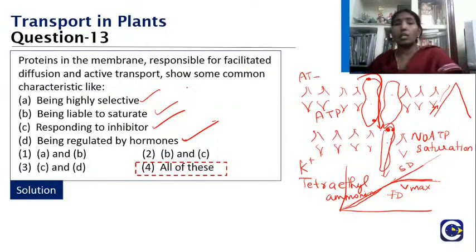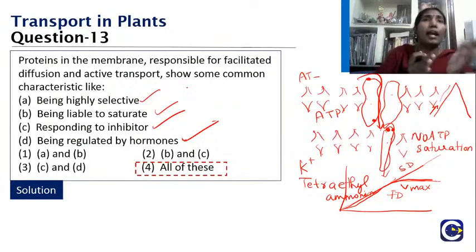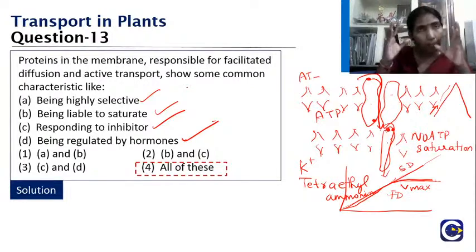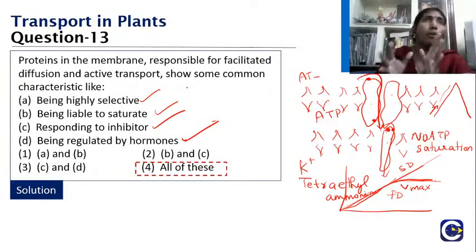So always think in your mind, the difference between active and facilitated transport: one is with energy. That is the main difference that you have to know. Here ATP is required, whereas ATP is not required in facilitated diffusion. But both will need the carrier protein. That point you have to know.